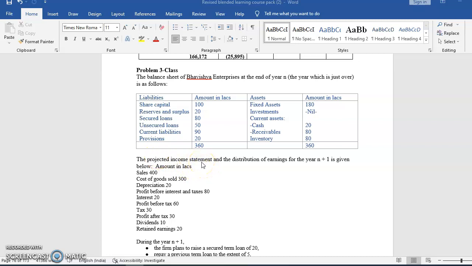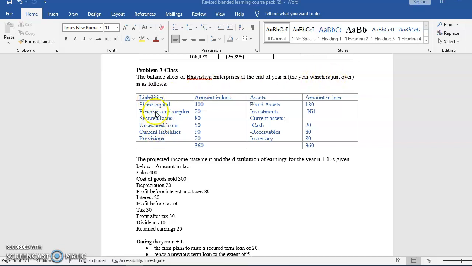In today's class, we will see how we can project the cash flow statement. I have taken a question. The question is seen here. The balance sheet of Bhavishya Enterprises at the end of year 1, the year which is just over, is as follows. Anytime you are given year 1 or year n plus 1, it means that the year is just over. It is the current year.